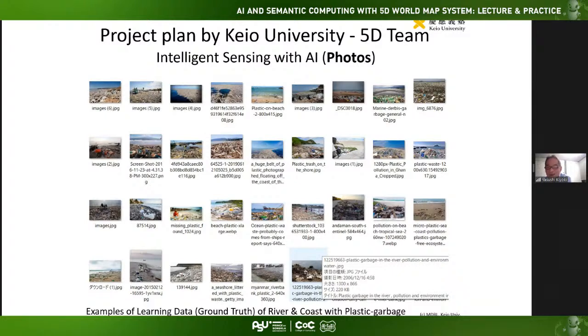So same in the case of remote sensing. You can define this is a dead forest, this is a forest. And so when new data is coming, you can compare dead forest and forest, and you can make an interpretation. Same as a cat and dog.